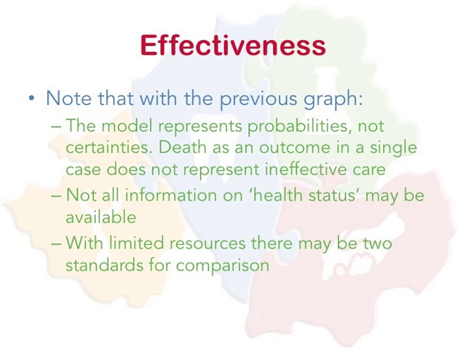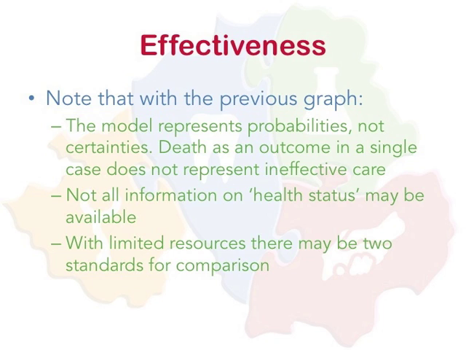So just some notes on the previous graph. Note that the model represents probabilities and not certainties, so that death as an outcome in a single case doesn't represent ineffective care, because you just happen to have had an adverse outcome whilst providing high quality care, and there is a probabilistic chance that there will be an adverse outcome even when providing the best care available.